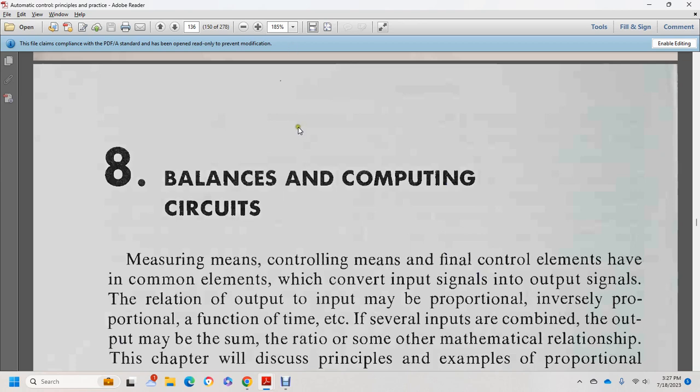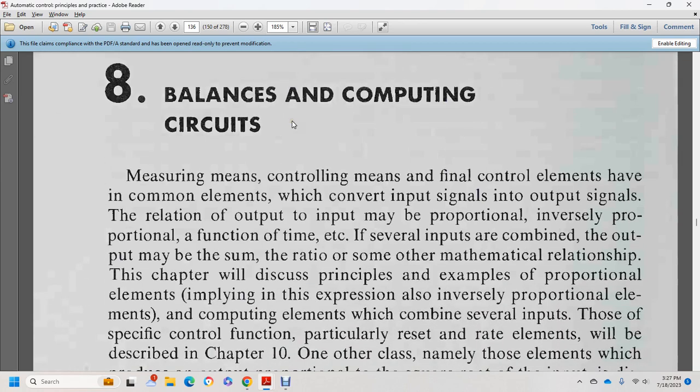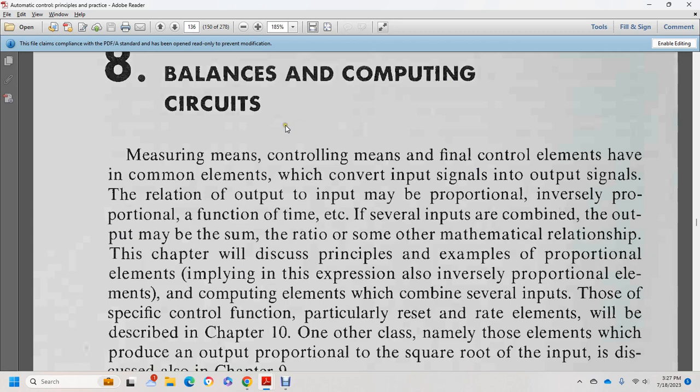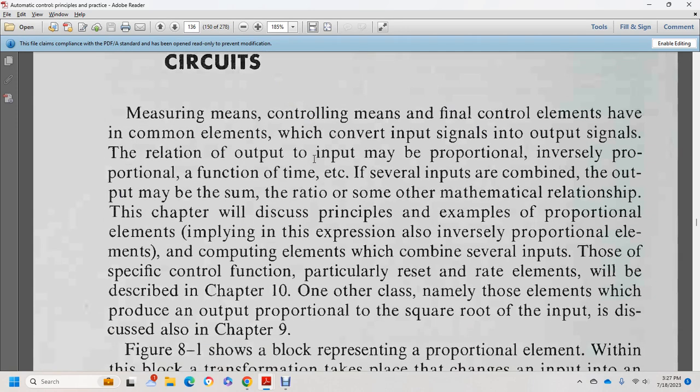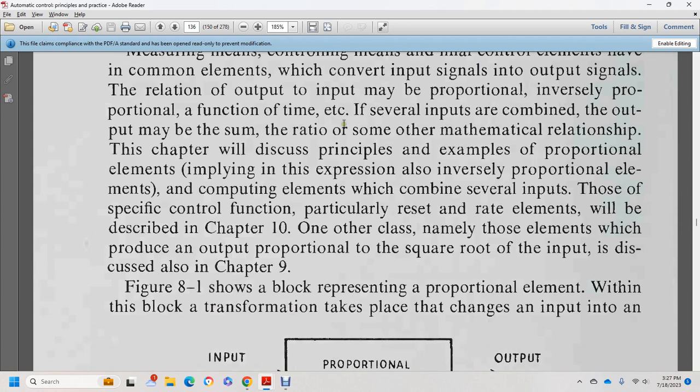Output may be a sum, a ratio, or some other mathematical relation. The principal examples are the proportional elements, applying the expression of the inversely proportional elements of the computing elements, combined with several inputs. Those specific control functions, particularly reset and rate elements, will be described in Chapter 10 on other classes of elements, namely those which will produce the output proportional to the square root of the input, as also discussed in Chapter 9.